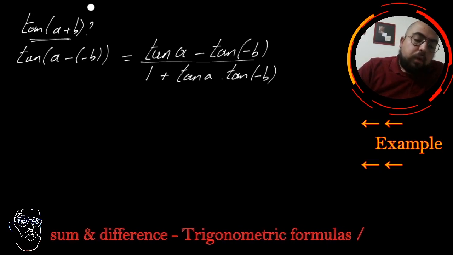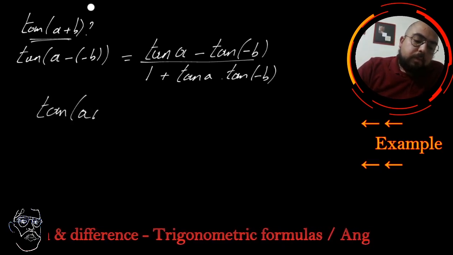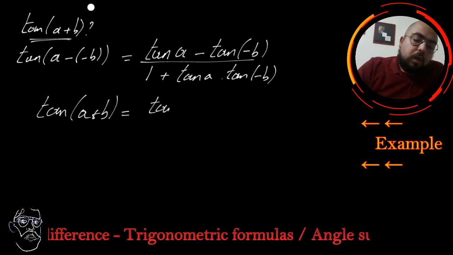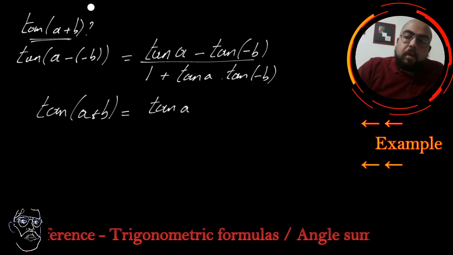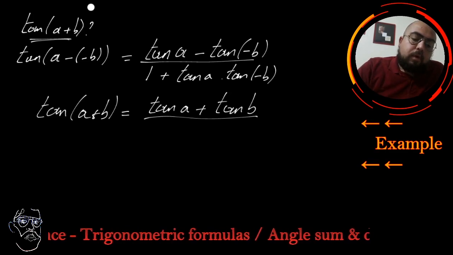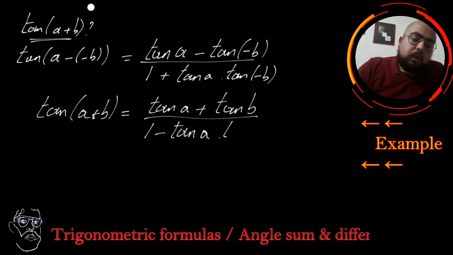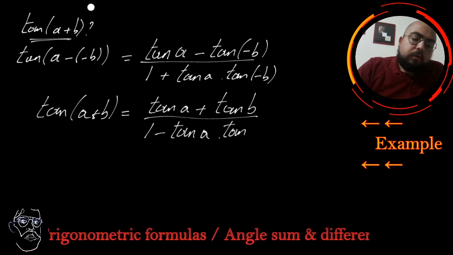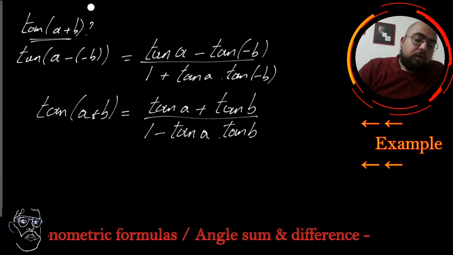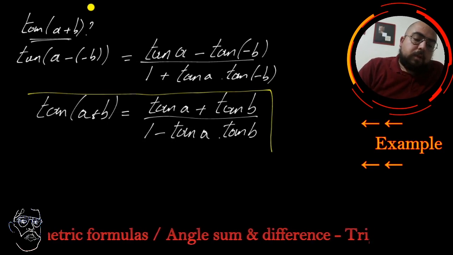So what we will obtain is tangent of A plus B is equal to tangent A plus tangent B over 1 minus tangent A times tangent B. You simply have to remind yourself that tangent of minus alpha is minus tangent alpha. So this is the formula that you're going to use related to tangent of A plus B.